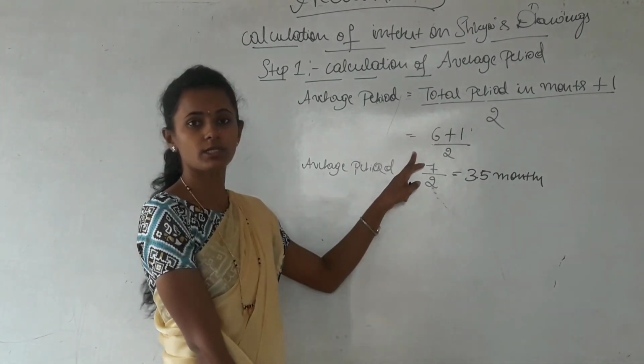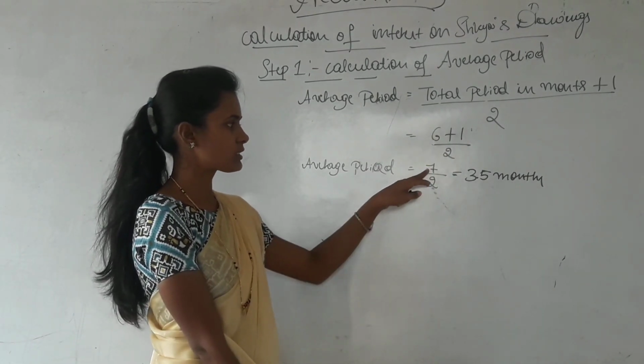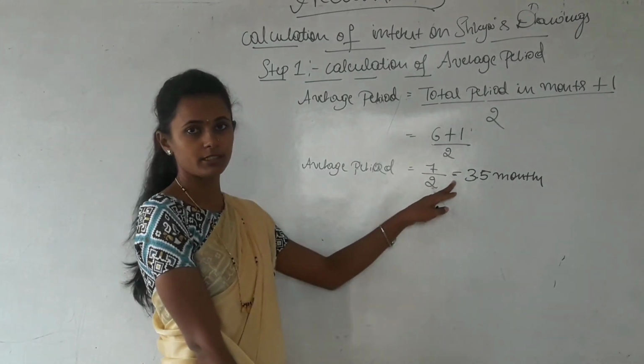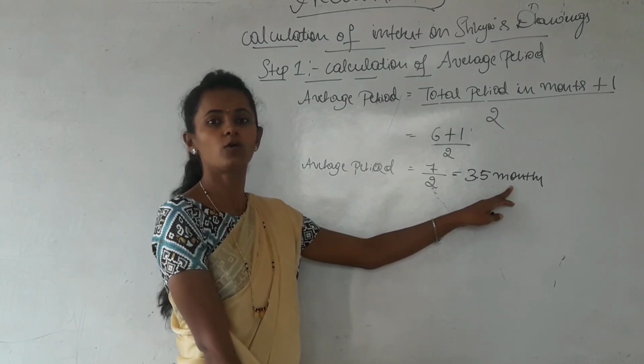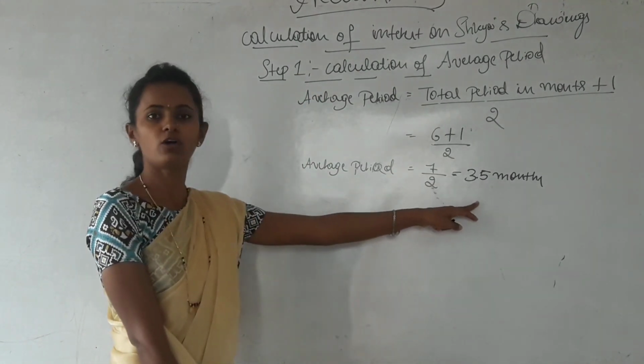That means total period is 6 months, plus 1 divided by 2. 6 plus 1 is equal to 7 divided by 2. So 7 divided by 2, if you calculate, you will get 3.5. So this is our step 1, that is average period 3.5 months.